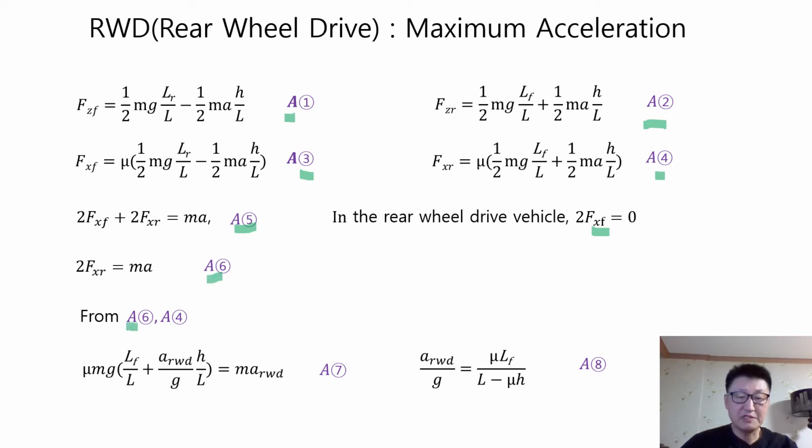From equation A6 and A4 here, we can get equation A7. Arranging equation A7 about the ratio of acceleration A_RWD to gravitational constant g, we can get equation A8.